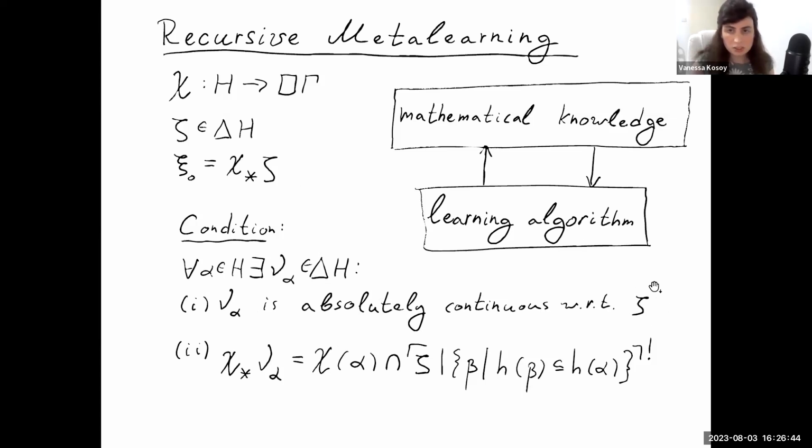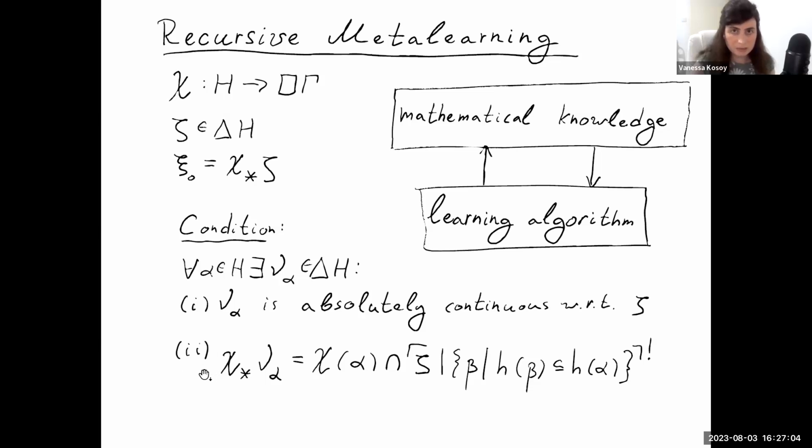So if zeta is just a discrete distribution with full support in H, then it can be just anything. Then this condition is just vacuous. The condition just says that this thing does not assign positive probabilities to things that the prior assigns 0 probability. So it's consistent with the prior in some very big sense.